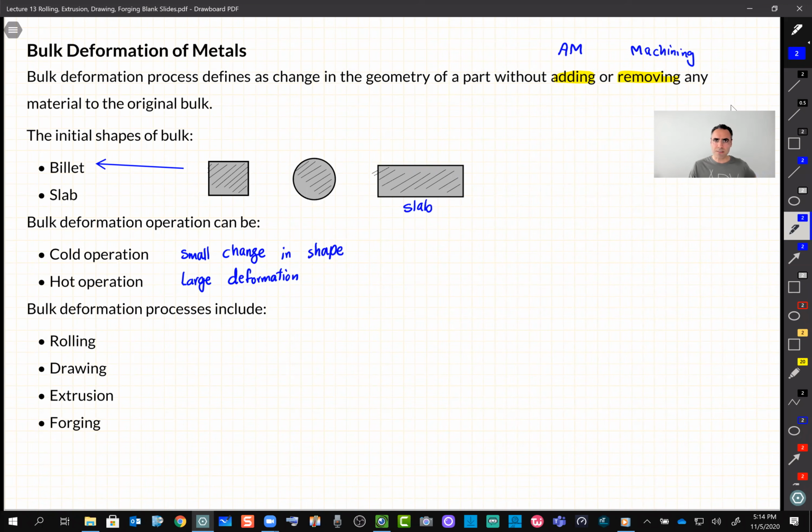Drawing and extrusion, similar concept. In drawing, we pull a material out of a profile to get a cross section that we want. Extrusion, we push a material into a profile. And forging is more like hammering.